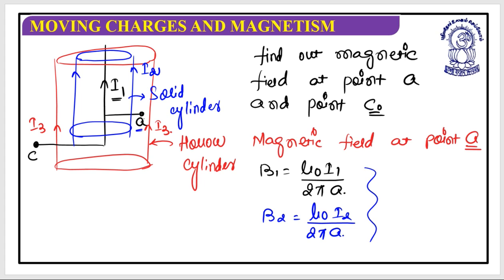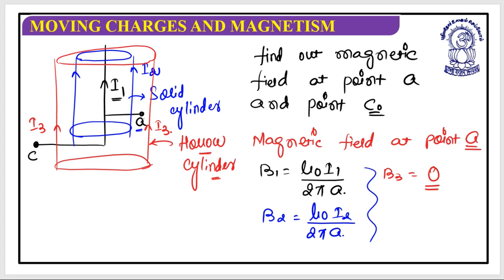And the third one is for the hollow cylinder, B3. Again, for the hollow cylinder, this point is inside the cylinder, and for a point inside a hollow cylinder, the magnetic field will be 0.